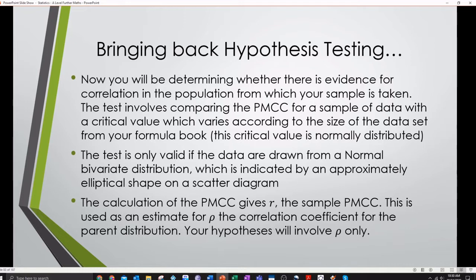And the calculation of the PMCC gives r, which is the sample PMCC. Rho, this symbol here, which is also used for density, is also used for the correlation coefficient of the population, or the parent distribution. So your hypotheses will only involve rho.